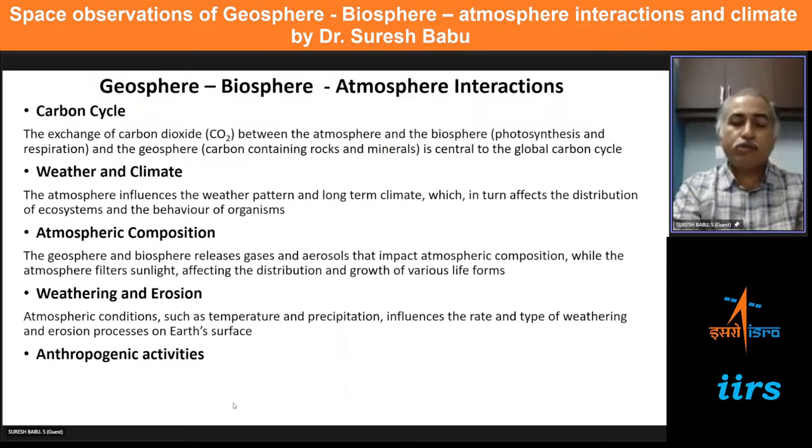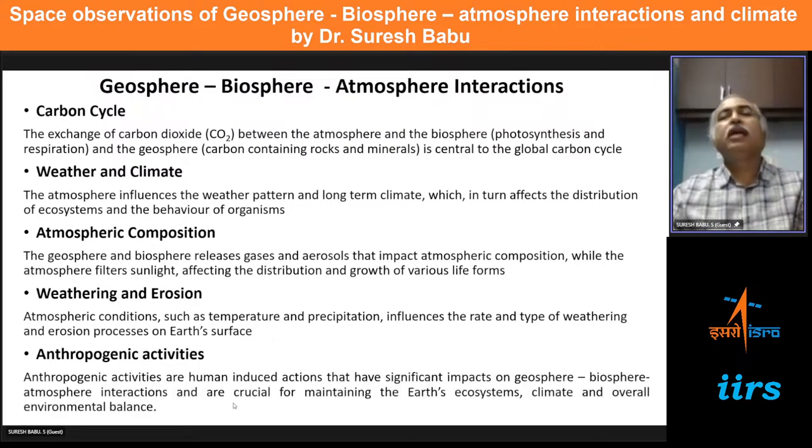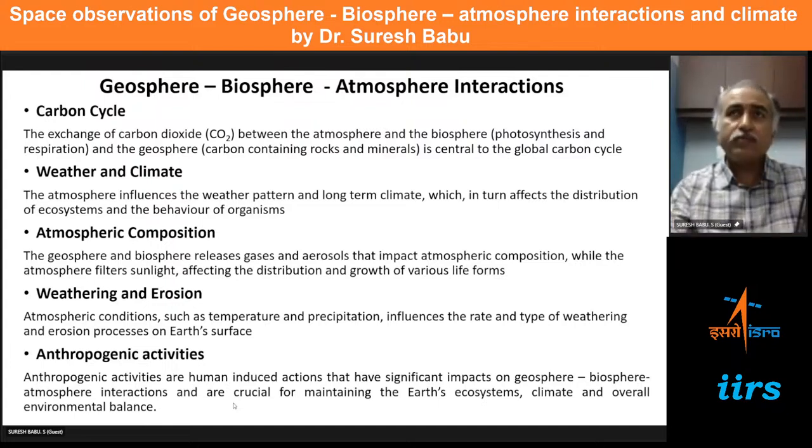And perhaps one of the most important aspects is the anthropogenic activities. We know that the present changes in the climate are basically due to anthropogenic activities, which are human-induced actions that have significant impact on the geosphere, biosphere, as well as the atmospheric processes, and which are very crucial to the Earth's ecosystems, and can affect the climate and the environmental balance as a whole.